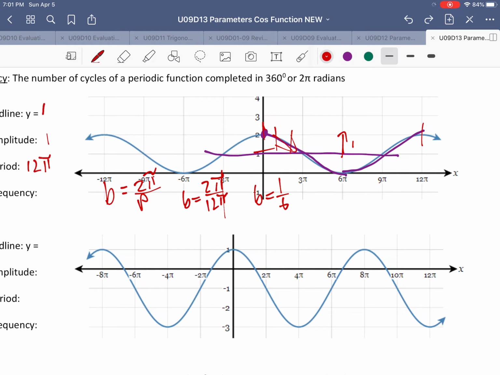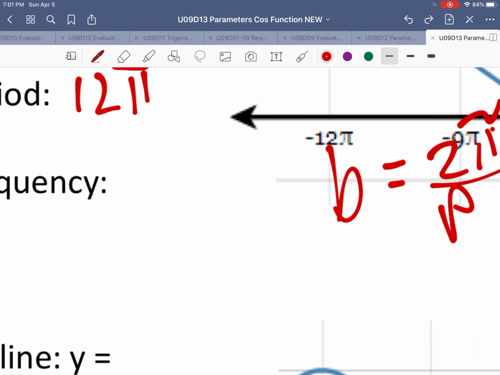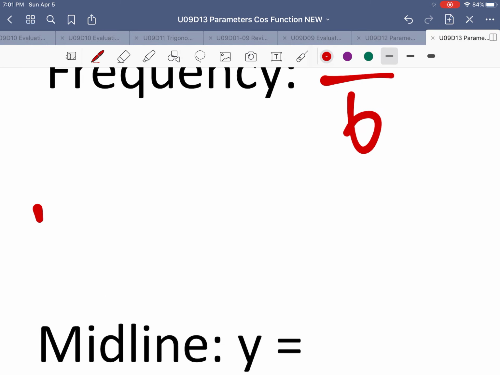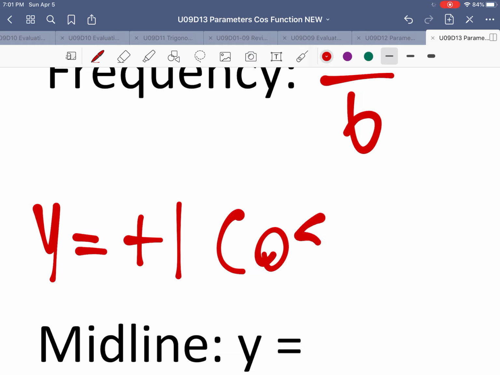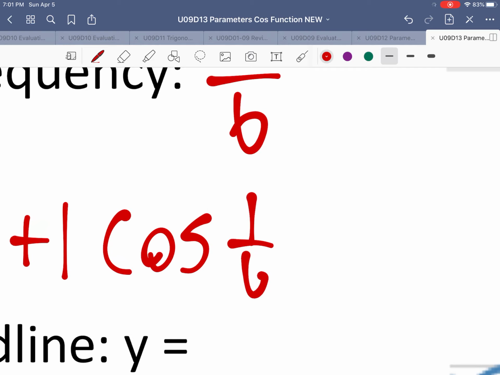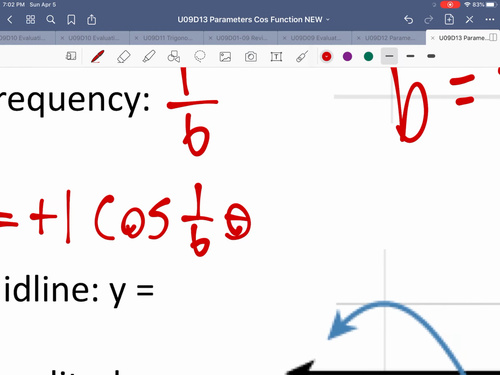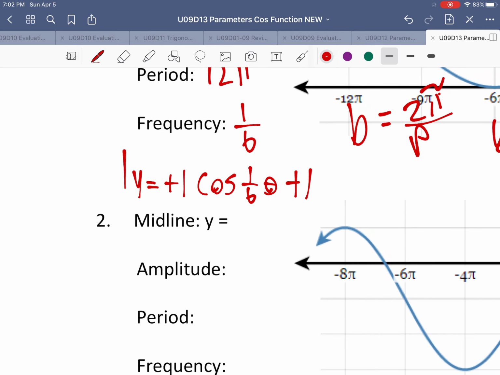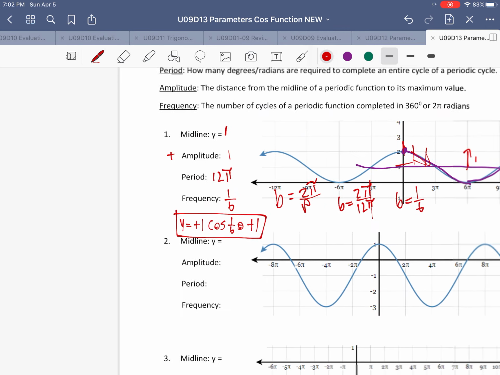So 1/6 of a cycle made it in here, which makes sense because it'll take 6 of those to do 1 pi and then another 6 to do 2 pi. So our frequency is 1/6. If we were to write this as an equation, this would be y equals, our amplitude was +1 because we had a graph that went normal direction and went up to its highest point 1 above. The cosine of the frequency, which is 1/6, theta or x, whatever you'd prefer as your variable. And our midline was 1, so +1. So this is the equation of this particular graph.